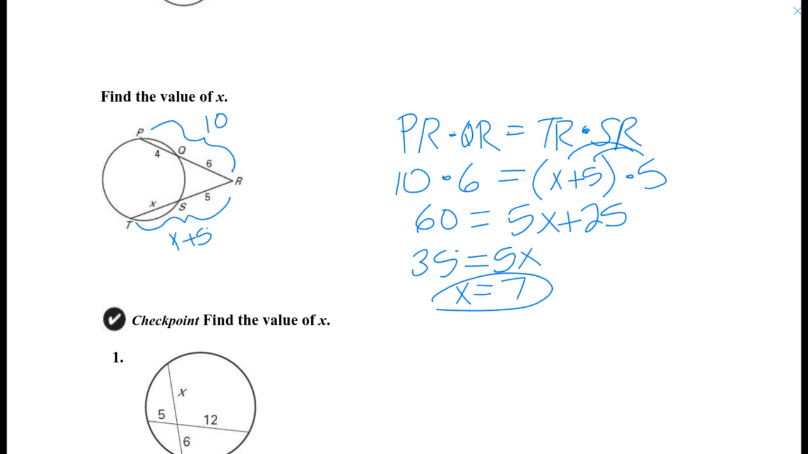If we wanted to check, we could plug that back in here for x, and we see that in PR we have 10 times its external, which is 6. We get 60 there. If we look here, we have 7 plus 5, which would give us 12 for that secant segment, times its external segment, which is 5. And we see that those products are equal. So that kind of confirms that our value of x is in fact correct.